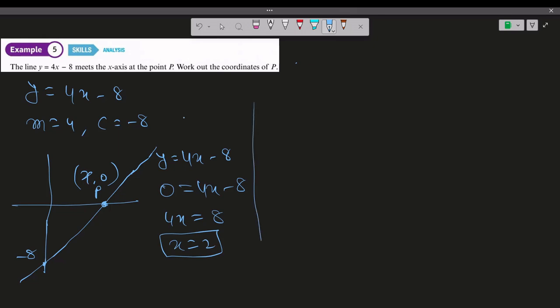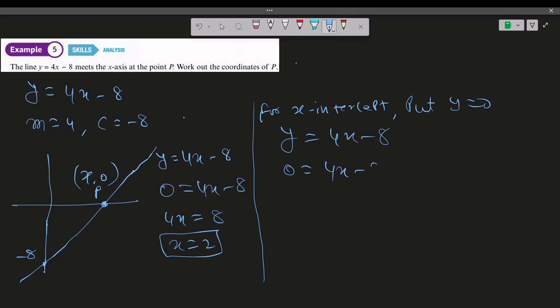Shortcut says like this: for x-intercept, we put y equals 0 in the equation of the line. What is my equation? My equation of the line is this one, y equals 4x minus 8. Let us put y equals 0. So this will be 0 equals 4x minus 8, and similarly I get x equals 2.